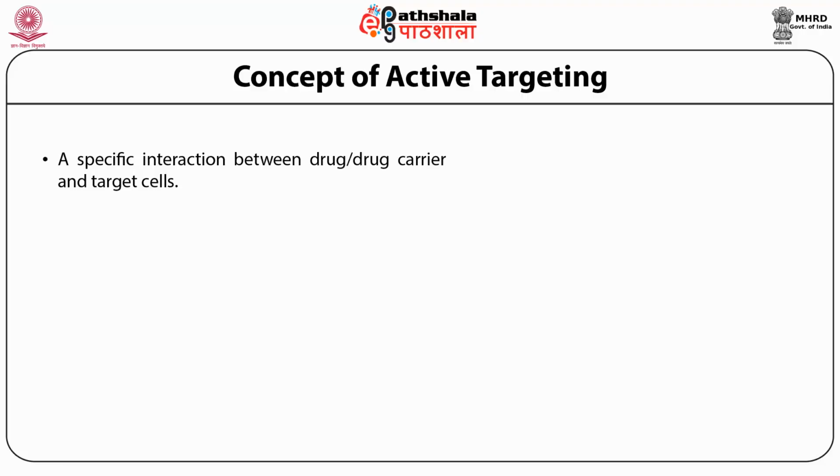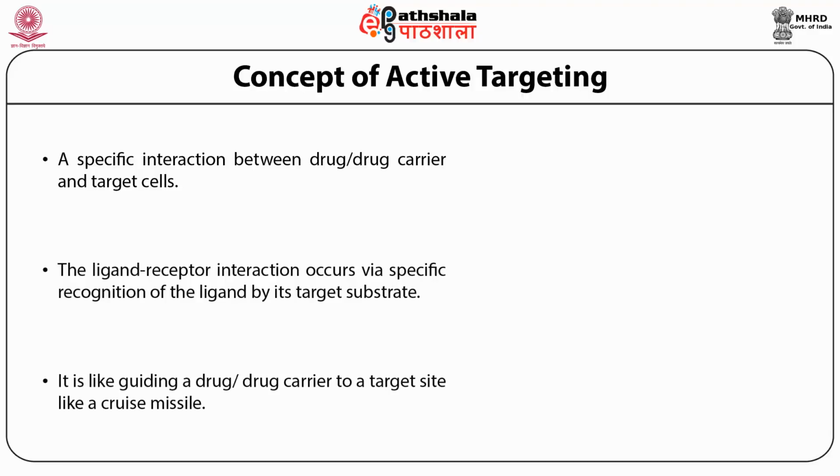Generally, a ligand or an antibody is incorporated for active targeting against a specific surface receptor. For example, epidermal growth factor receptor, known as EGFR, transferrin receptor, TFR, and folate receptors, FR. These receptors or antigens are usually overexpressed on different malignant cancer cells.